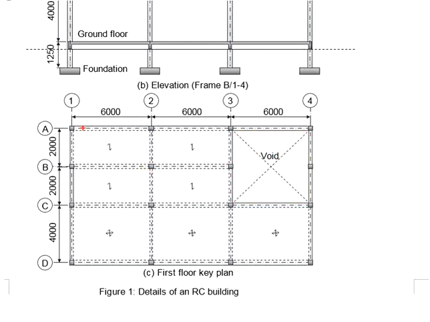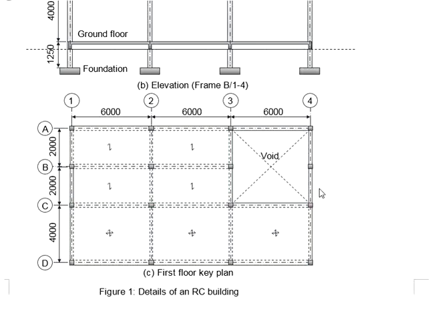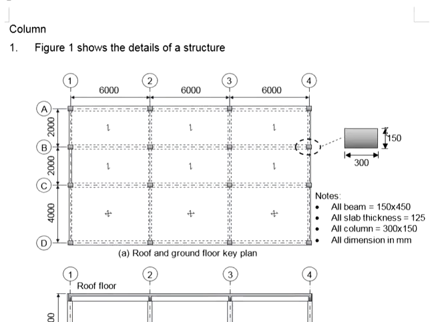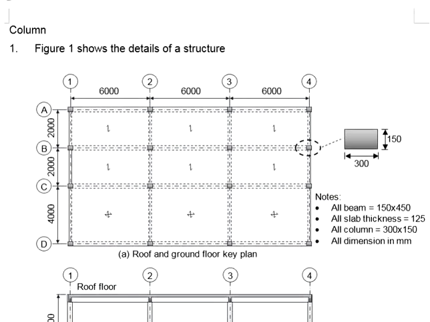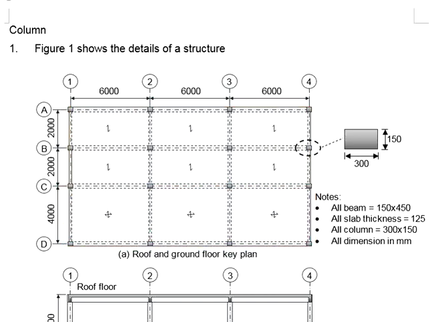Based on the dimensions of the slab, we know that these are one-way slab, whereas these are two-way slabs. Same goes to the ground floor and the roof floor. This will be the one-way slab, and this will be two-way slabs.